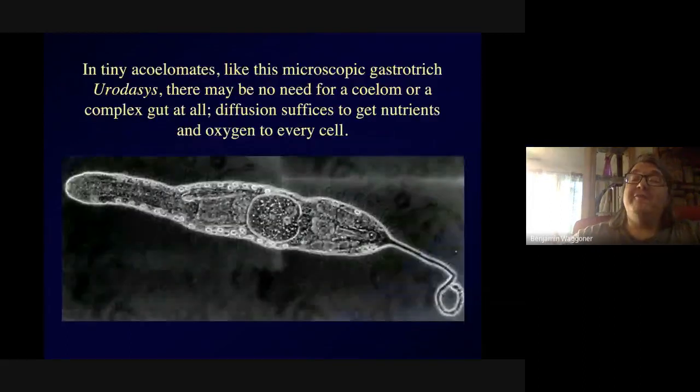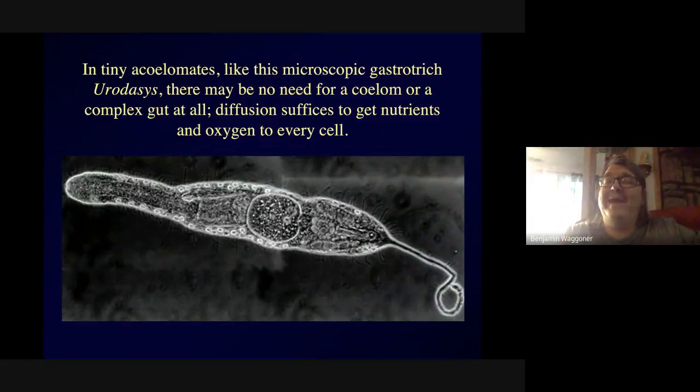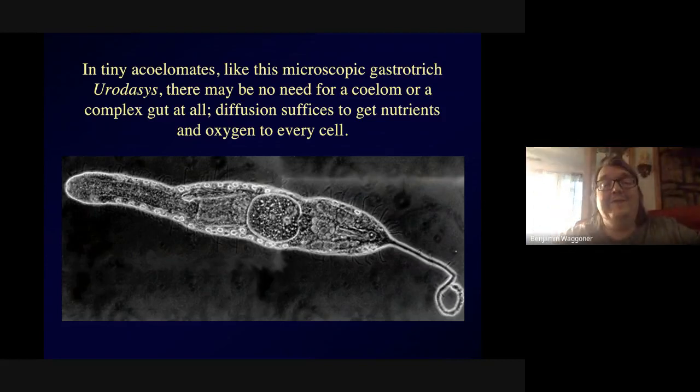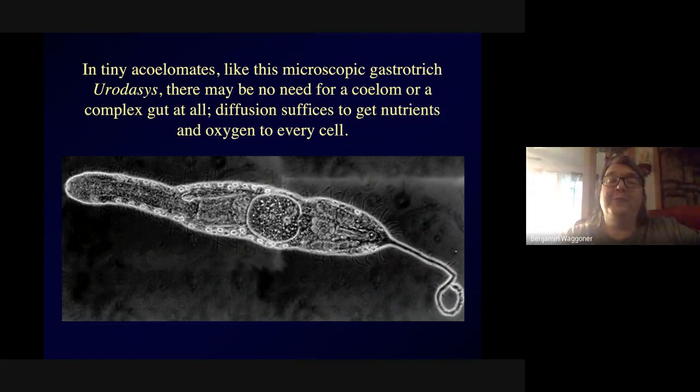So anyway, in some very tiny bilaterians, this one happens to be a microscopic bilaterian that belongs to a group called the gastrotrichs, which we may or may not see, there may not be any need for a coelom at all. These are millimeter size, maybe not even that much, and every cell can get nutrients and oxygen purely by simple diffusion. So there's no real need for a coelom.